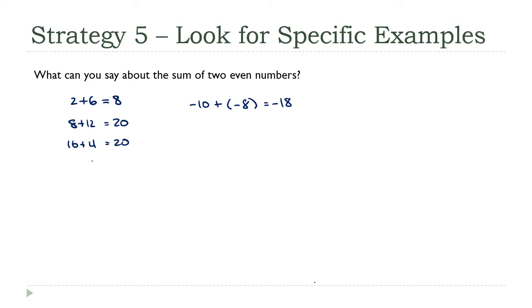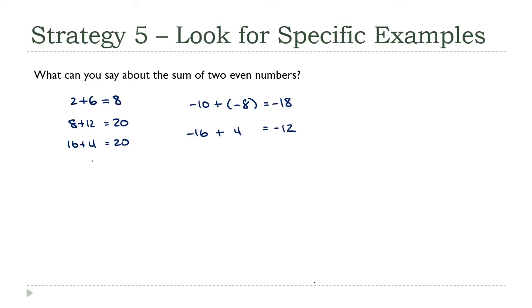Okay, well, let me keep going. Let me try another one here. How about a positive number and a negative number? Let's say I mix them. Let's say I do negative 16 plus 4. Okay, well, that's negative 12. And yeah, now I've done 5 examples. I've mixed them up. I've tried to make sure I didn't accidentally pick something weird in the beginning. Now I'm starting to think I can come up with a conclusion.